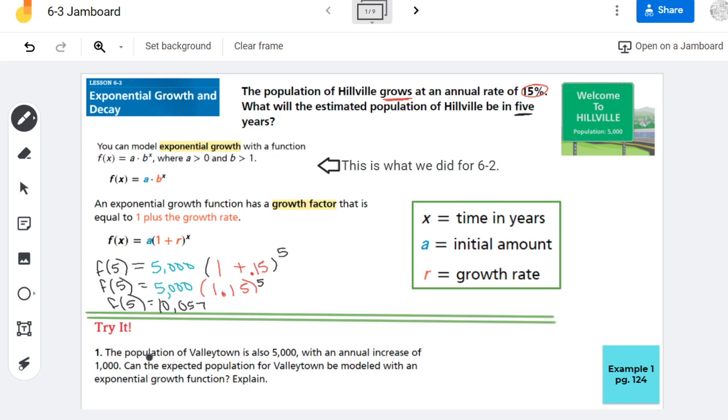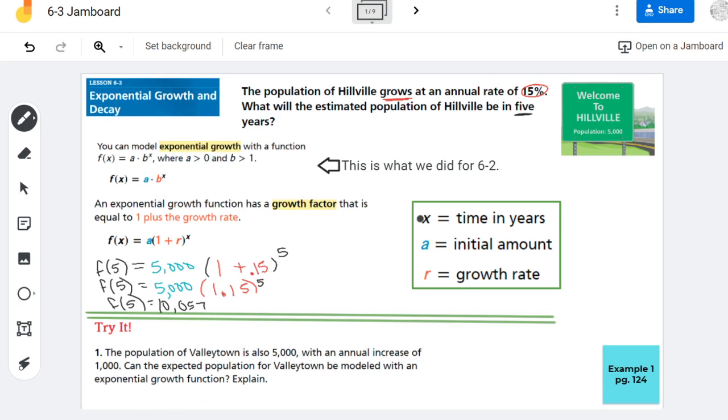So now let's talk about the second situation. There's another town called Valley Town, which also has 5,000 people in it. Now, these 5,000 people are having an extra 1,000 people come and move in with them every year. And in this problem, they're wondering, can the expected population for Valley Town be modeled with an exponential growth function? The answer in this case is no.